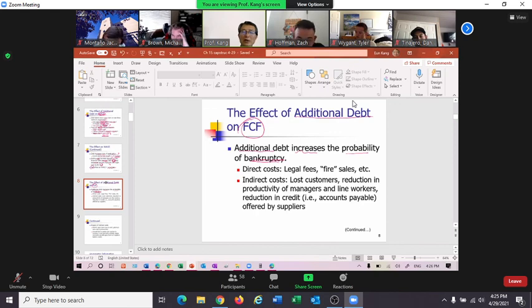And there are two kinds of costs. First is direct cost. Second is indirect cost. Direct cost is, if bankruptcy happens, then you have to pay legal fees, you have to hire lawyers and so on. And fire sales, that is what? You may have to sell at a very low price, okay, to survive. That will reduce profitability definitely. But it is nothing compared to indirect cost.